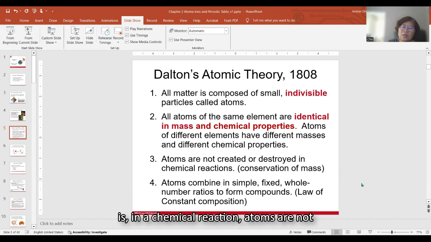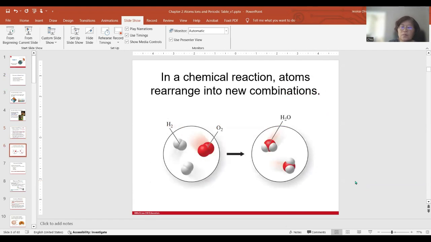The third one is, atoms are not created or destroyed in chemical reactions. The last one is, atoms combine to form compounds in simple, fixed, whole number ratios. This picture shows one of Dalton's ideas. In a chemical reaction, atoms rearrange into new combinations.